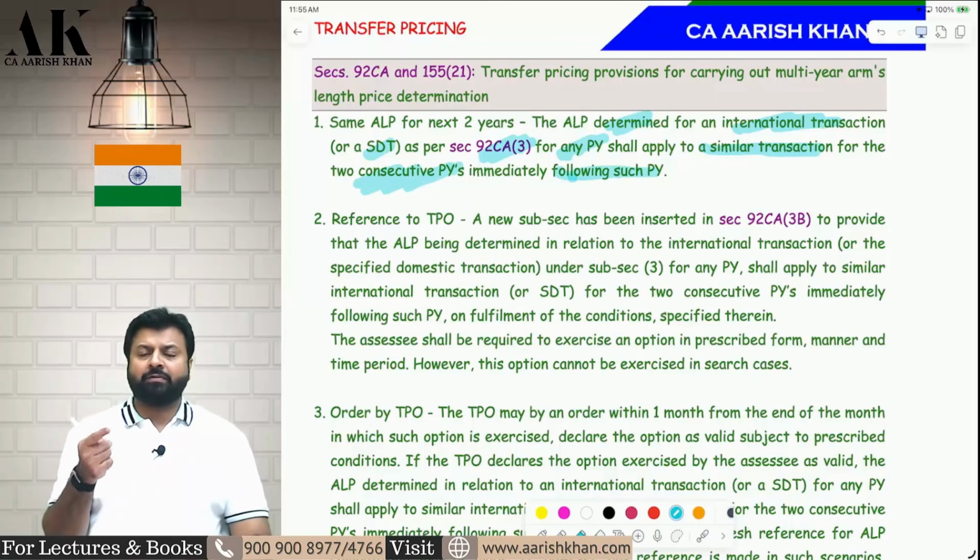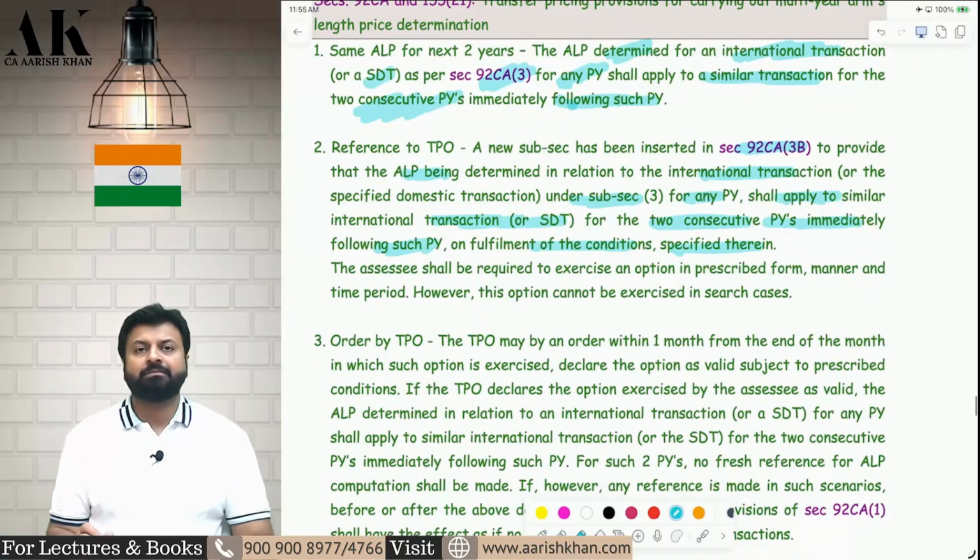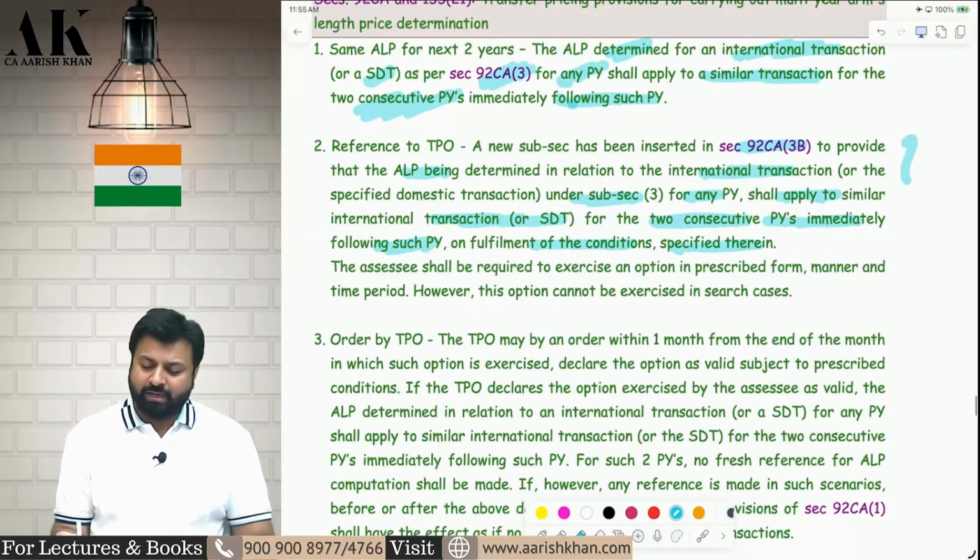Our PY is 25-26, so 26-27 and 27-28 also you can apply. A new subsection has been inserted to provide that the ALP determined in relation to an international transaction under subsection 3 for a PY shall apply to a similar international transaction or SDT for 2 consecutive PYs immediately following such PY, on fulfillment of certain conditions specified therein. Okay, now this is repeating only.